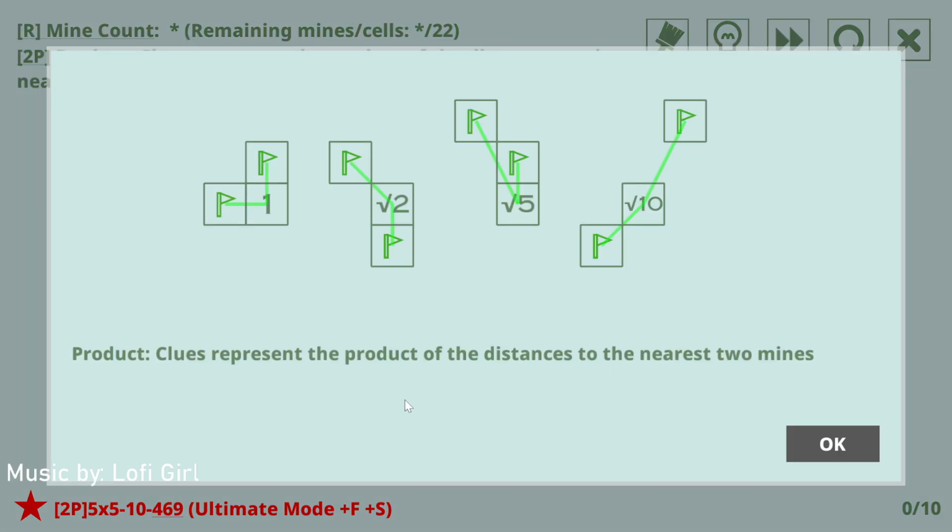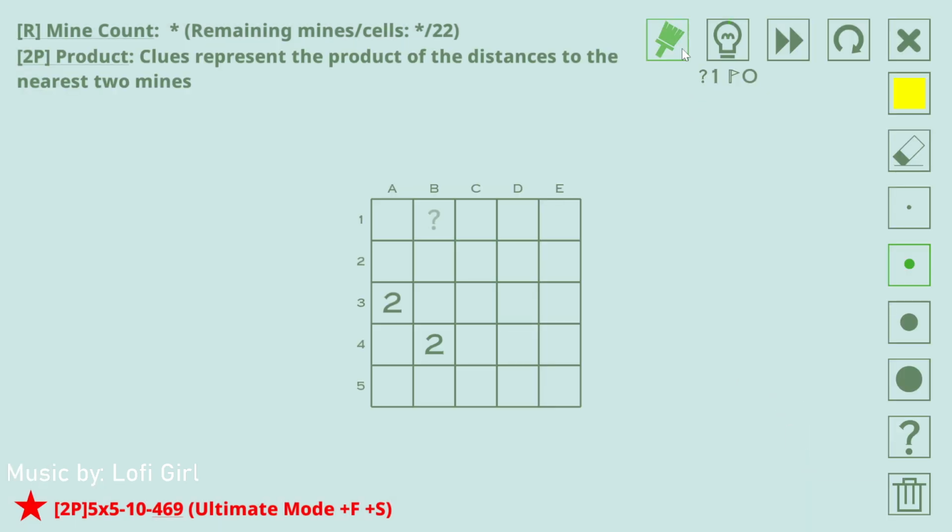Alright, product. Clues represent the product of distances to the nearest two mines. Okay, so what does that mean? Using the Pythagorean theorem here, this is why we get square roots. We can calculate the distance between the center of the cell containing the clue and the center of the cell containing the mine. If we take this distance to be exactly 1, that's just the number we're taking here, we can calculate everything else in relation to that. Let's take a look at a couple of examples here, shall we?